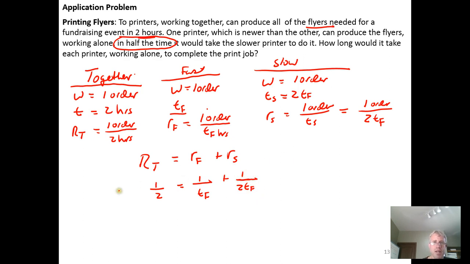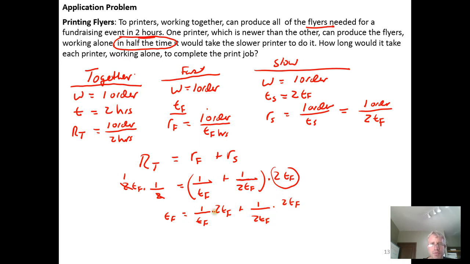And then when I look at this, I just have a rational equation like we did in homework 15, I think it was. If I multiply everything times 2 T sub F, stuff's going to cancel. I'll get 2 divided by 2 is 1, and 1 times T sub F times 1 is just T sub F equals, this can distribute into the parentheses, so I get 1 over T sub F times 2 T sub F plus 1 over 2 T sub F times 2 T sub F, and some stuff's going to cancel. T sub F divided by T sub F equals 1, so I get 1 times 2 times 1 is 2. The time it takes the fast printer equals 2 plus 2 T sub F divided by 2 T sub F equals 1. 1 times 1 is 1. The time it takes the fast printer is 2 plus 1 is 3 hours.